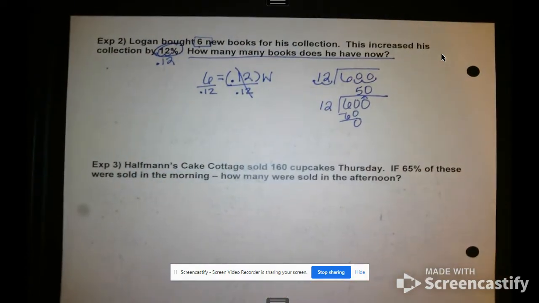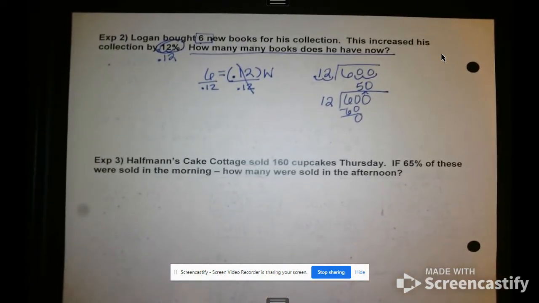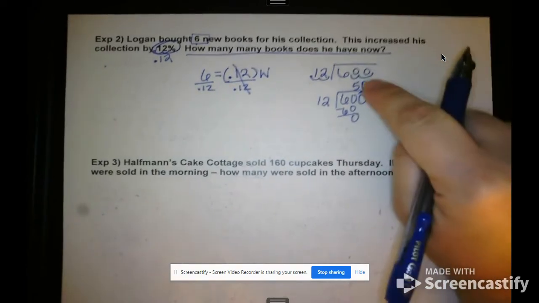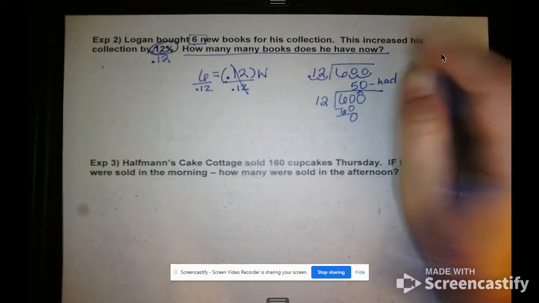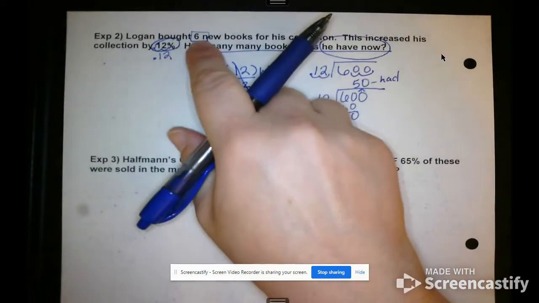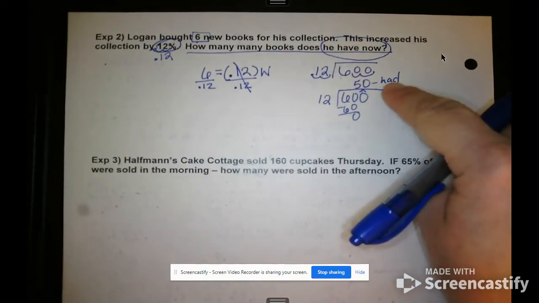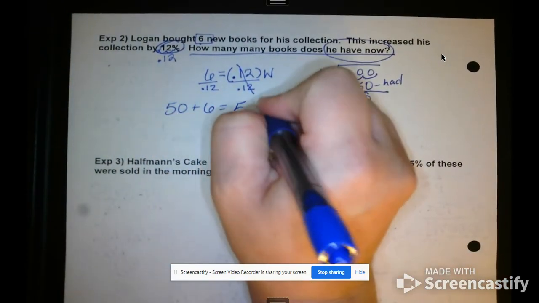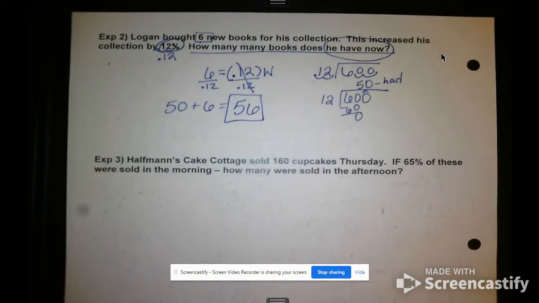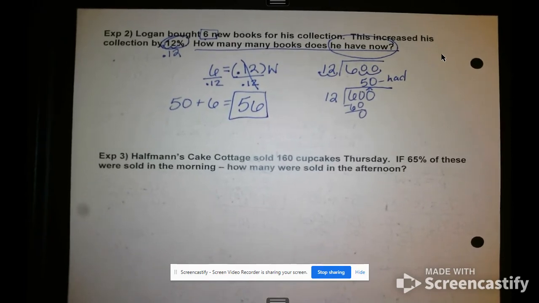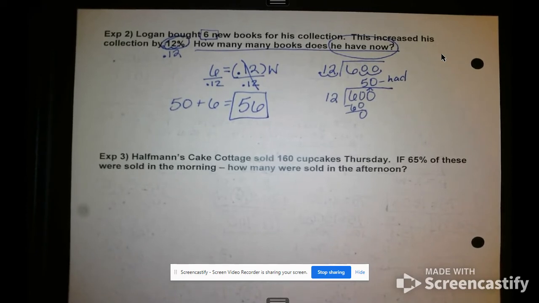Okay, so is 50 my answer? Did it ask how many books he had? No, but that's what I found. This is how many he had. What does it want to know now? How many does he have now? This is how many he bought, and this was how many he had. So what would I do with those two numbers? Add them. 50 plus 6 is 56. So W equals 56. No, because my W did equal 50, because I had to find my whole before I could find what it really wanted from me. Remember, word problems a lot of the time have two steps.